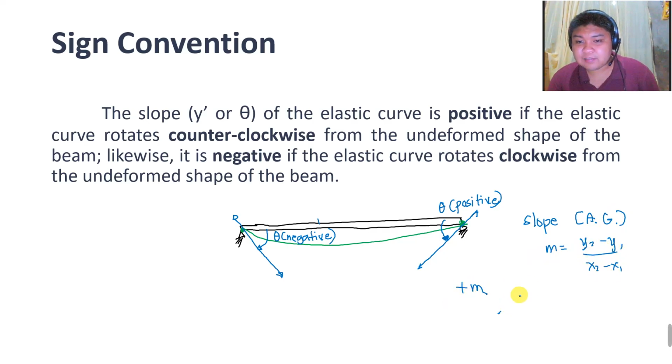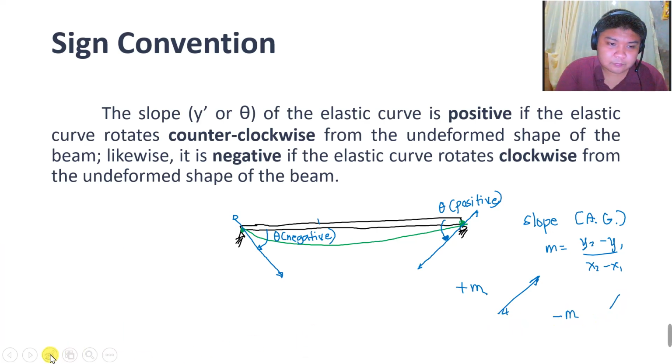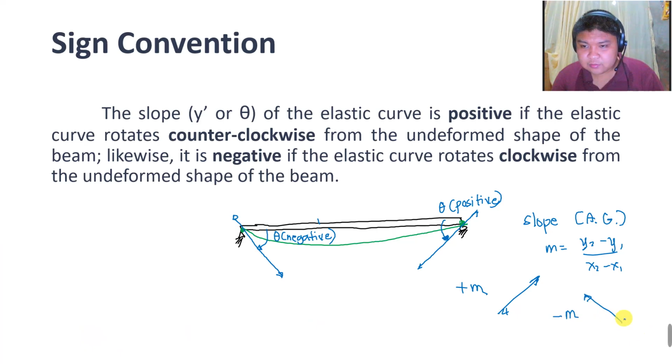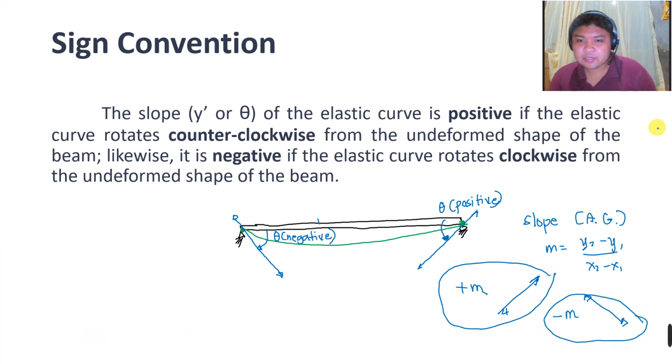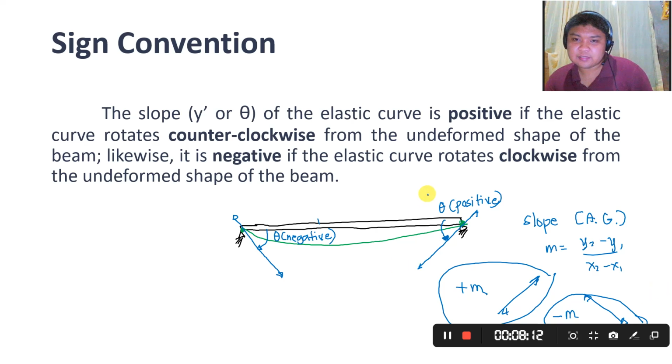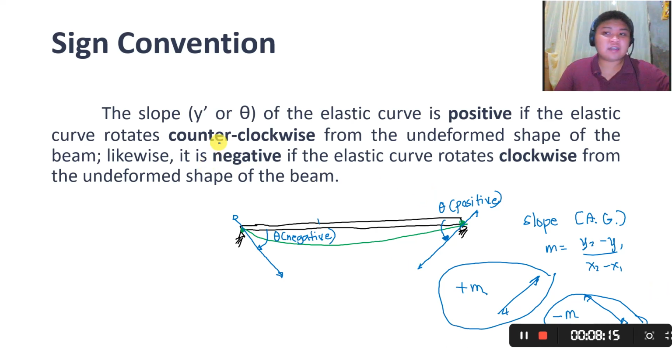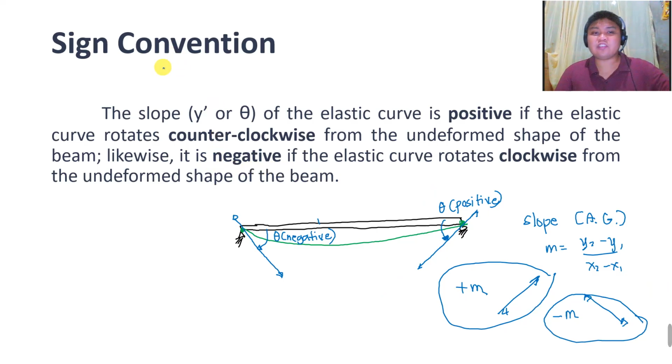Ang positive slope, class, is represented by this line. Tapos, ang negative slope, class, is represented by this line. Drawing ko lang yung negative slope. So, this is for positive slope and this is for negative slope. I-compare mo: ito nagre-reflect sa positive slope according sa analytic geometry, and ito naman nagre-reflect sa negative slope. So, kahit analytic geometry na lang ang tandaan nyo kung nalilito ka pa sa counterclockwise saka sa clockwise manner. So, this is the sign convention for the slope.